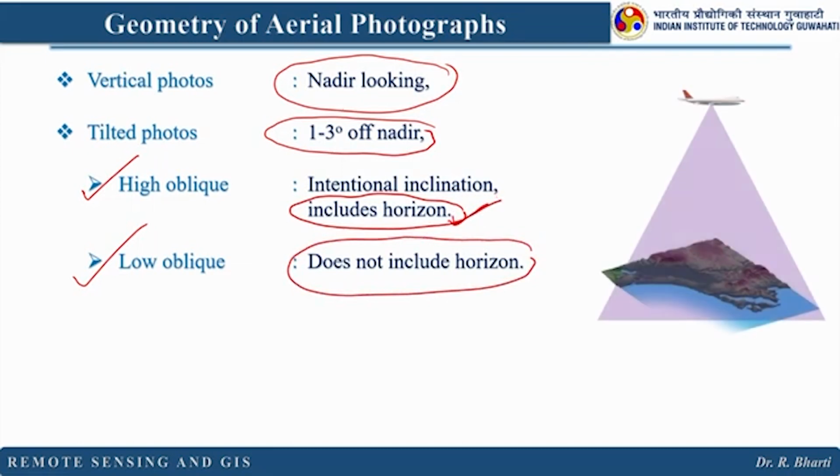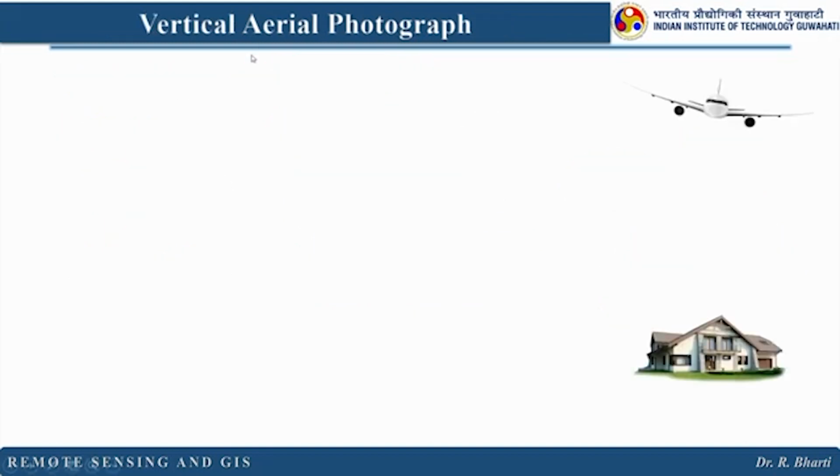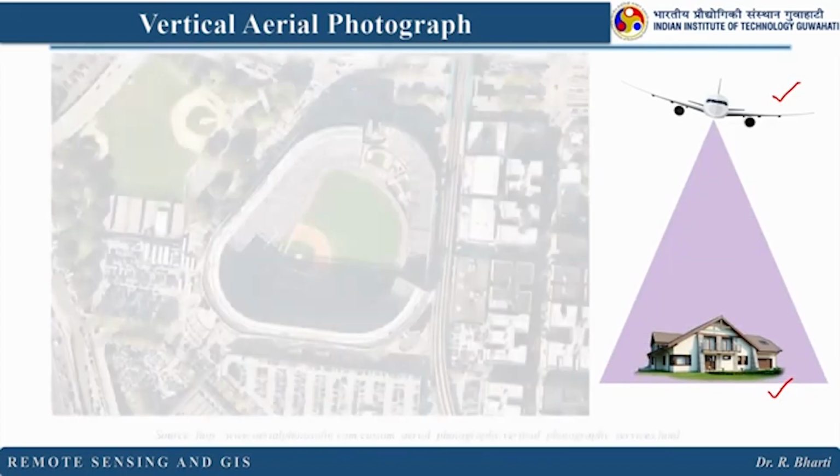So you can see here, this is basically the vertical photograph. But how do we say this is a vertical photograph? Because we have checked the nadir position. If you see the nadir lies on the center of this photograph, then only this will qualify as a vertical photograph. Let us see one by one how these vertical photographs or nadir looking photographs give you the output. So assuming this is my target and this is my aircraft, through which I am going to capture this house. So let us assume this is the nadir looking image.